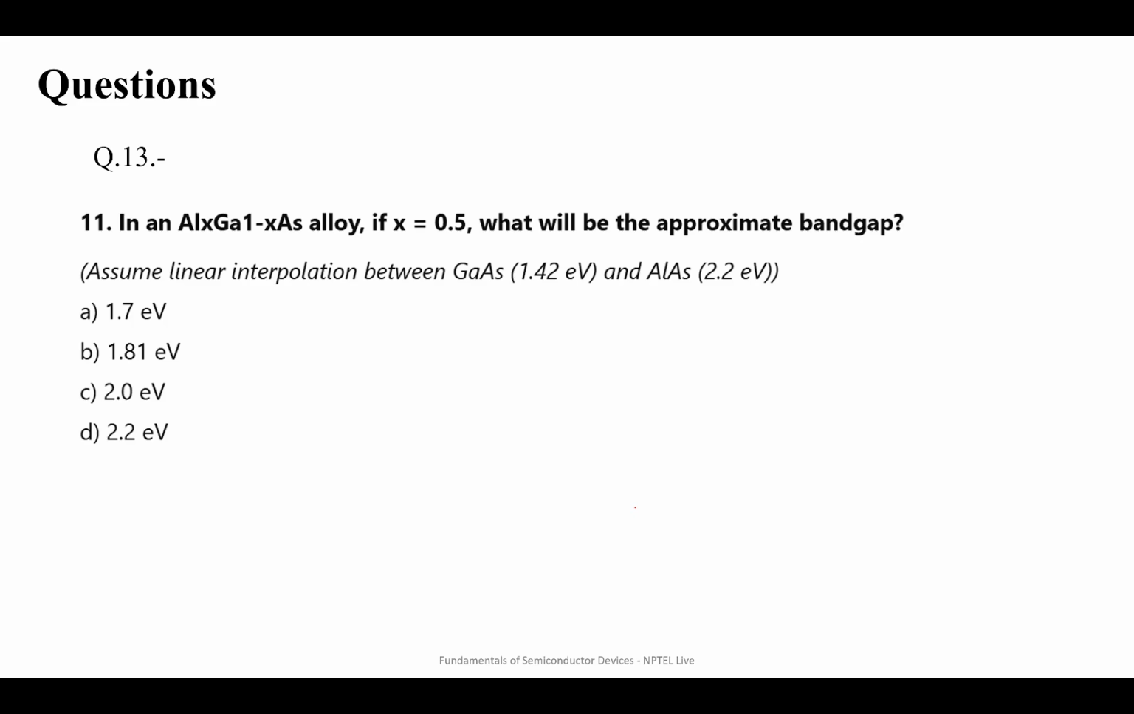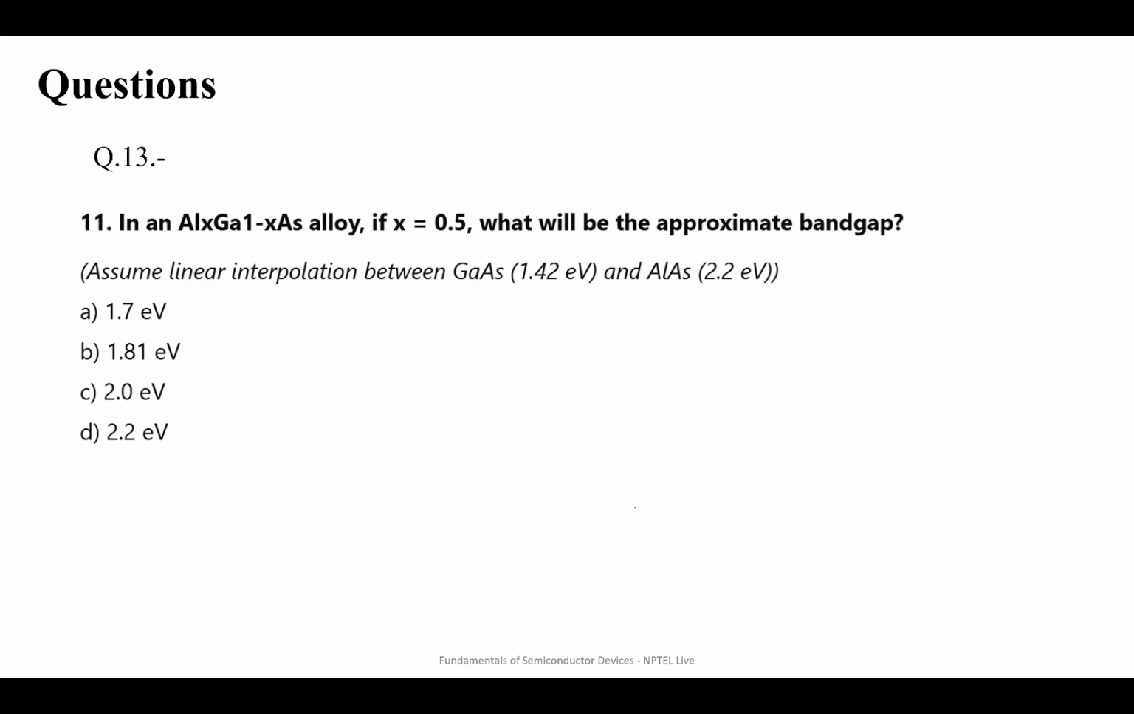In an AlxGa1-xAs alloy, if x equals 0.5, what will be the approximate band gap? You have to assume linear interpolation between gallium arsenide and aluminum arsenide. Gallium arsenide band gap is 1.42 electron volts. Aluminum arsenide band gap is 2.2 electron volts. Option A 1.7 electron volts, 1.81 electron volts, 2 electron volts, 2.2 electron volts.